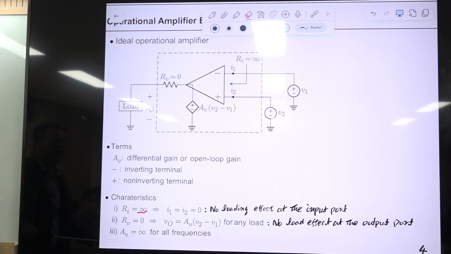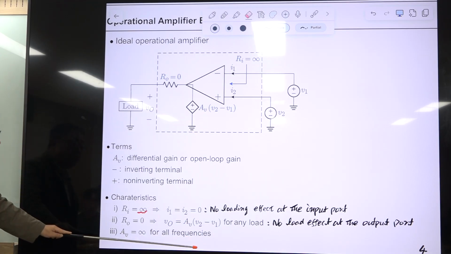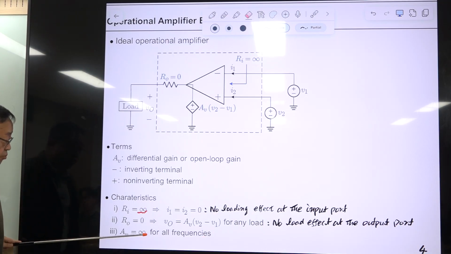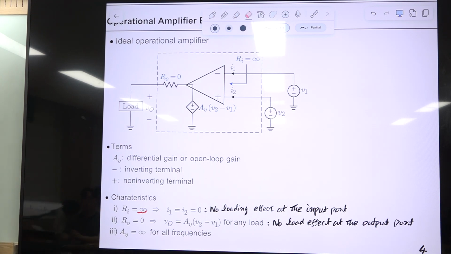And this one is also important. The magnitude of this one is infinity, and it is also frequency independent. So it provides infinite gain for DC, and an extremely high frequency, infinite frequency signal has the same gain. So everything is ideal.